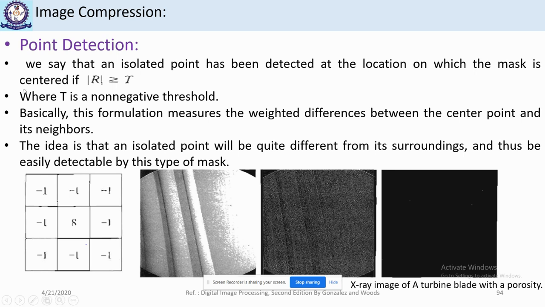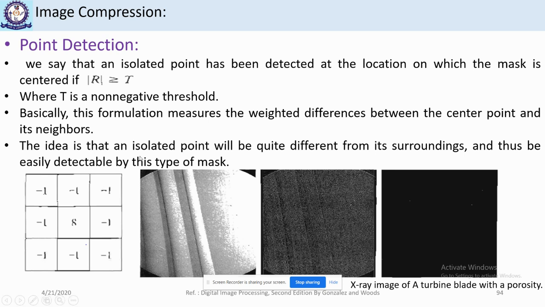Now what is T? T is a threshold and it depends on the application and the user what the value of T will be. Basically, this response measures the weighted difference between the center point and its neighbors. You see, the center point has the coefficient 8 and the neighbors have the coefficient -1. All these make -8 and the center coefficient makes 8. So this is the weighted difference between the center point and neighbors.